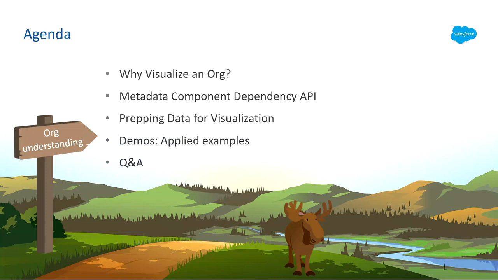So, what are we going to cover today? First, we're going to look at why you would even look at visualizing the metadata in your org and what benefits we'd hope to achieve from that. Then we'll look at the metadata component dependency API pilot and how that's going to help us with our visualizations. Then we'll look at how we can bring it all together to go from data to visualizations. And then we'll do that with three demos that will show the sort of things we can discover through those visualizations. And if we've got time at the end, we'll do a quick Q&A.